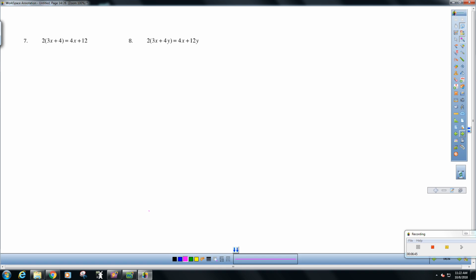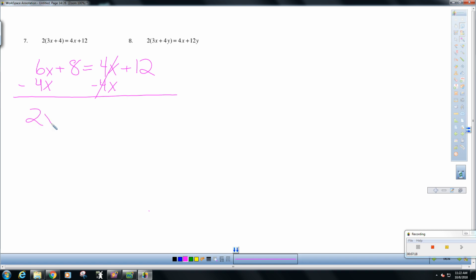Okay, 7 and 8. 2 different ways you could do this. Now, it would make sense to distribute. We don't have any fractions, so I'm fine with that. Just call it 6x plus 8. Get rid of the parentheses. Now we just have a nice, simple 2-step equation, or 3-step equation maybe. So we're going to subtract 4x. 4x minus 4x is 0. So here we have 2x plus 8 equals 12.